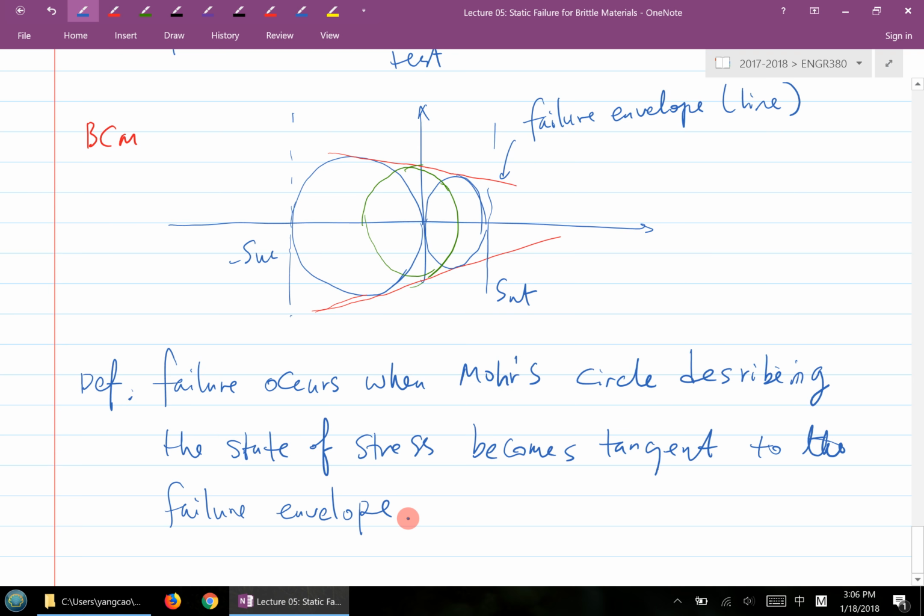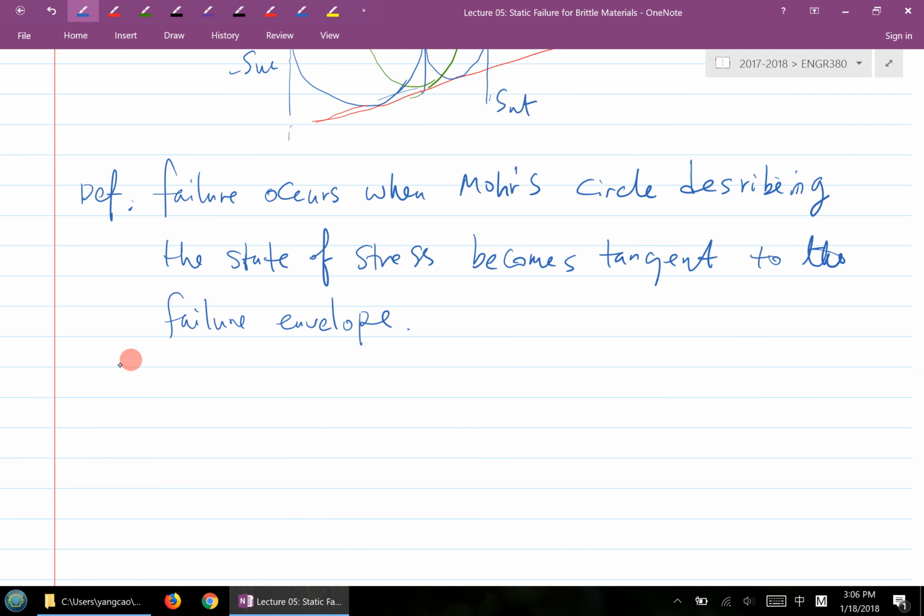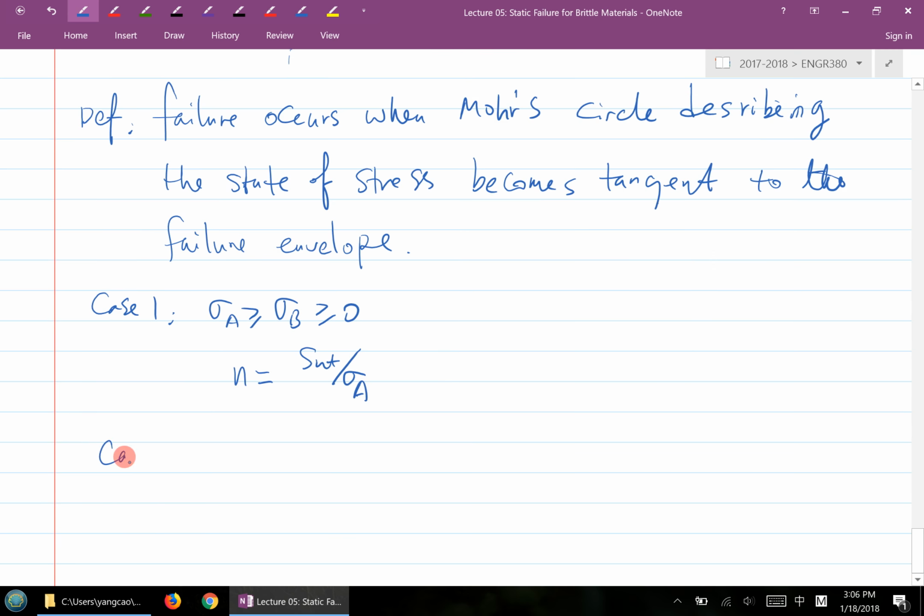So if it becomes tangent to this red line here, that's the envelope, and this one here too, then you have a failure. That's BCM. Now let's look at the details of each case. For case number 1, there's no change. All you do is still compare SUT and sigma A. And for case number 2, there's a little bit of change.